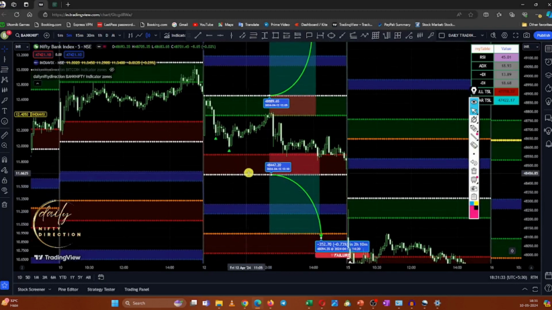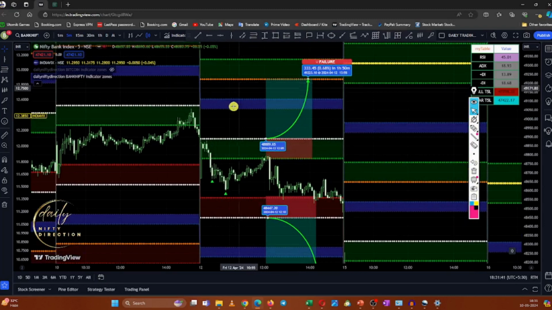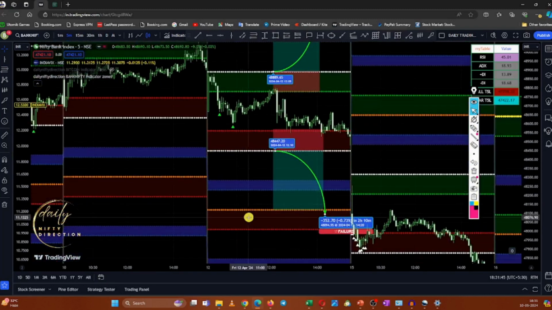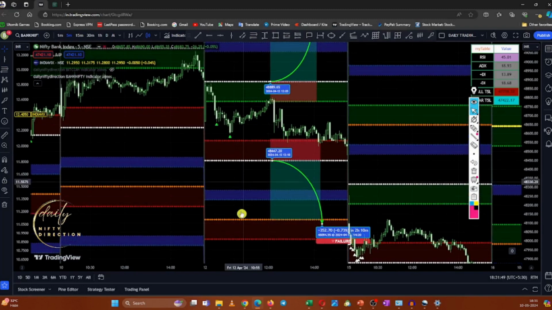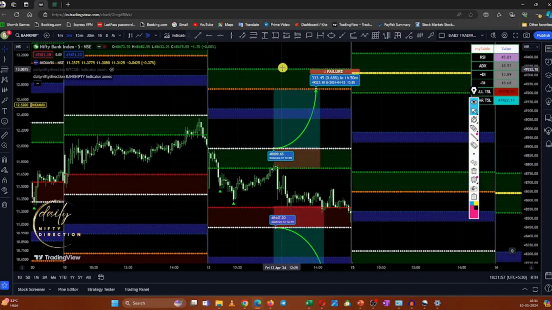If this white line is broken, price would reach the orange line on both sides. Here also the orange line, and on the downside also there is an orange line, right? These orange line and the red line are the reversal zone. Here the orange line, red line and the green line are the reversal zone.